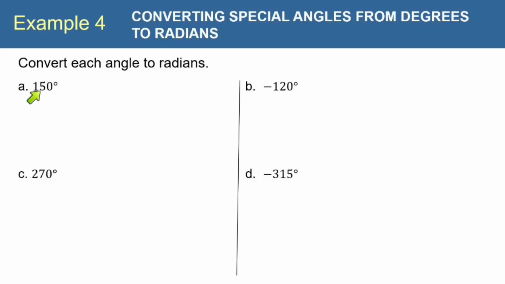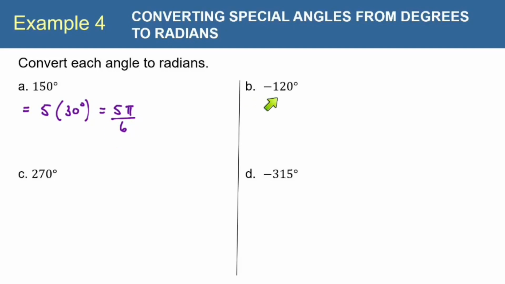So in this case, we have 150 degrees. And you can probably already see that this is easily broken down into 5 times 30. So let's write it that way. 150 degrees is 5 times 30 degrees. And we know the radian equivalent for 30 degrees is pi over 6. So 5 times 30 degrees becomes 5 pi over 6. And there's our radian equivalent.